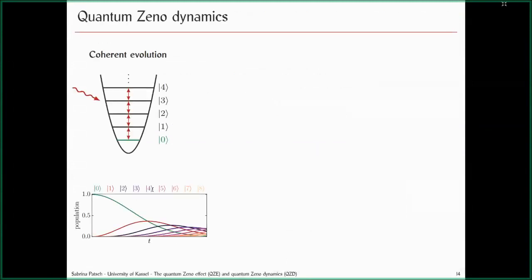So now consider, for simplicity, if you like, a harmonic oscillator. If you drive the harmonic oscillator, when you start in the vacuum state, you see some evolution of the population as shown here in the lower plot. So you see you start from the vacuum, and then your population just drives up the ladder, and then you have some superposition state or a coherent state which is created here.